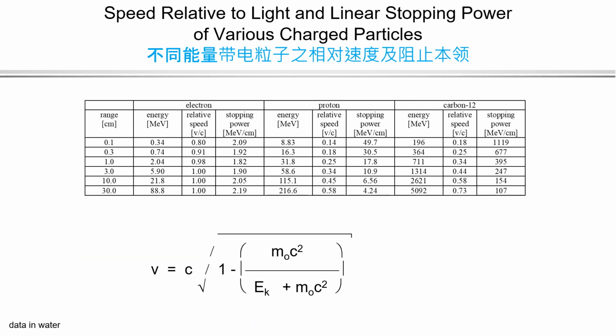This table gives the initial energy, speed, and stopping power for electrons, protons, and carbon ions as a function of their range in water. Note that both the speed and the stopping power of the electrons do not change much with energy in a therapeutic range, while both change dramatically for ions.